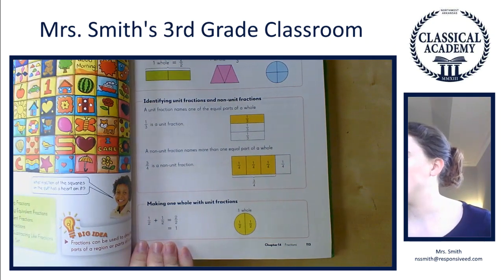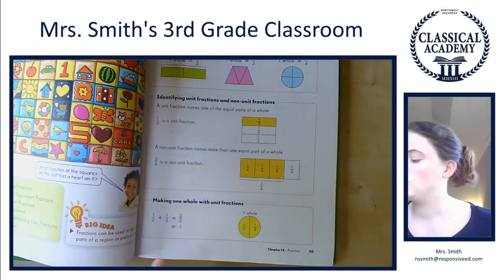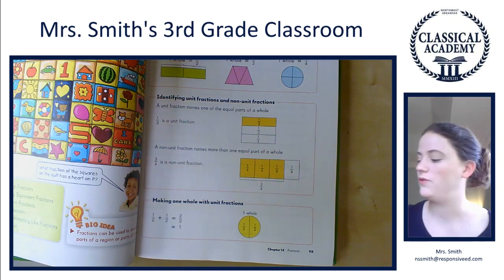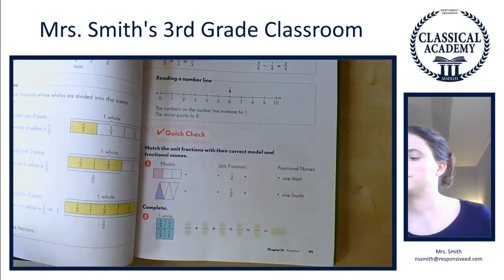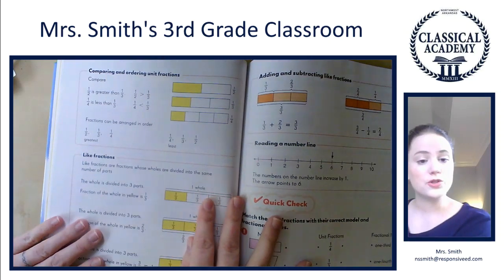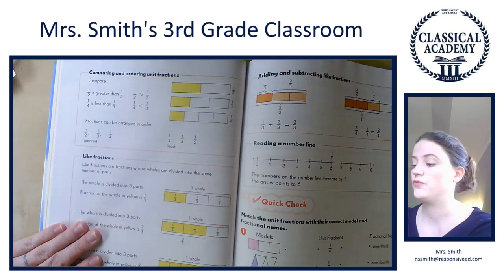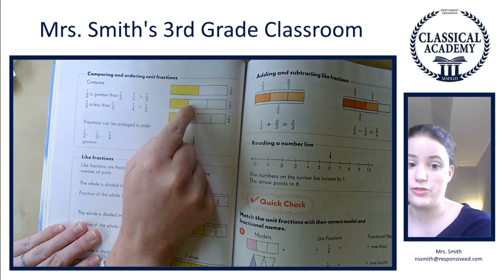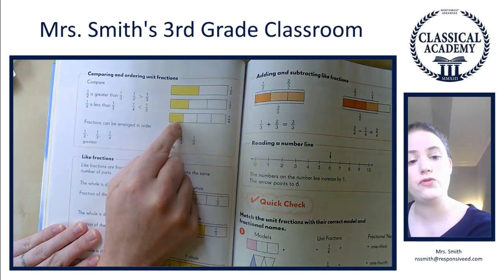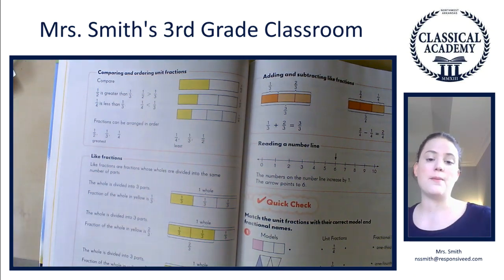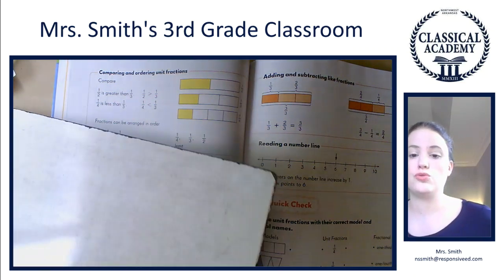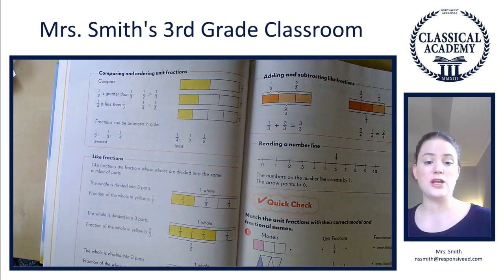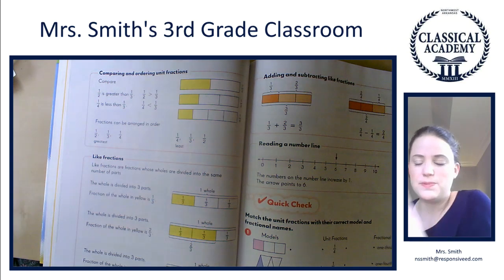Down here, making one whole unit with fractions. You notice that 1/2 plus 1/2 equals 1 whole. Very good. We'll also learn in this chapter to compare fractions. You'll see that 1/2 is bigger than 1/3 is bigger than 1/4. Usually when you think of numbers getting larger, like 2, 3, and 4, you think of the 4 is bigger. But in fractions, whatever the denominator is, the bigger the number, the smaller the piece.